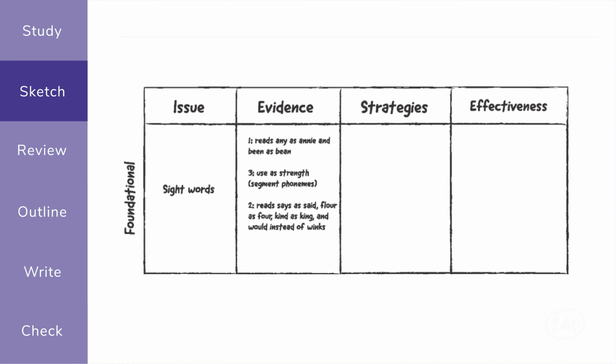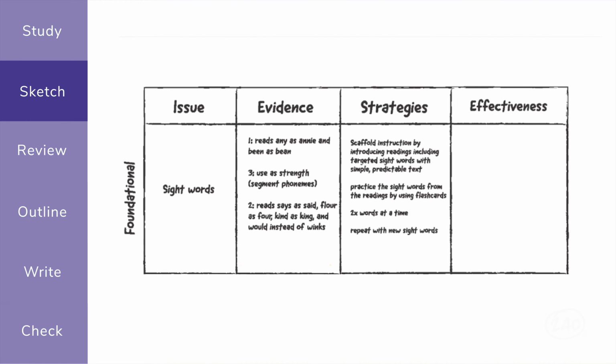Now we need to identify what we're going to do about Sarah's issue. Let's start with simple and repetitive text with targeted sight words that she missed. We'll put those words on flashcards for extra practice. We'll pace her learning, having her master a few words at a time before introducing new ones. It's a good idea to specify a context for the intervention, like a small group setting.